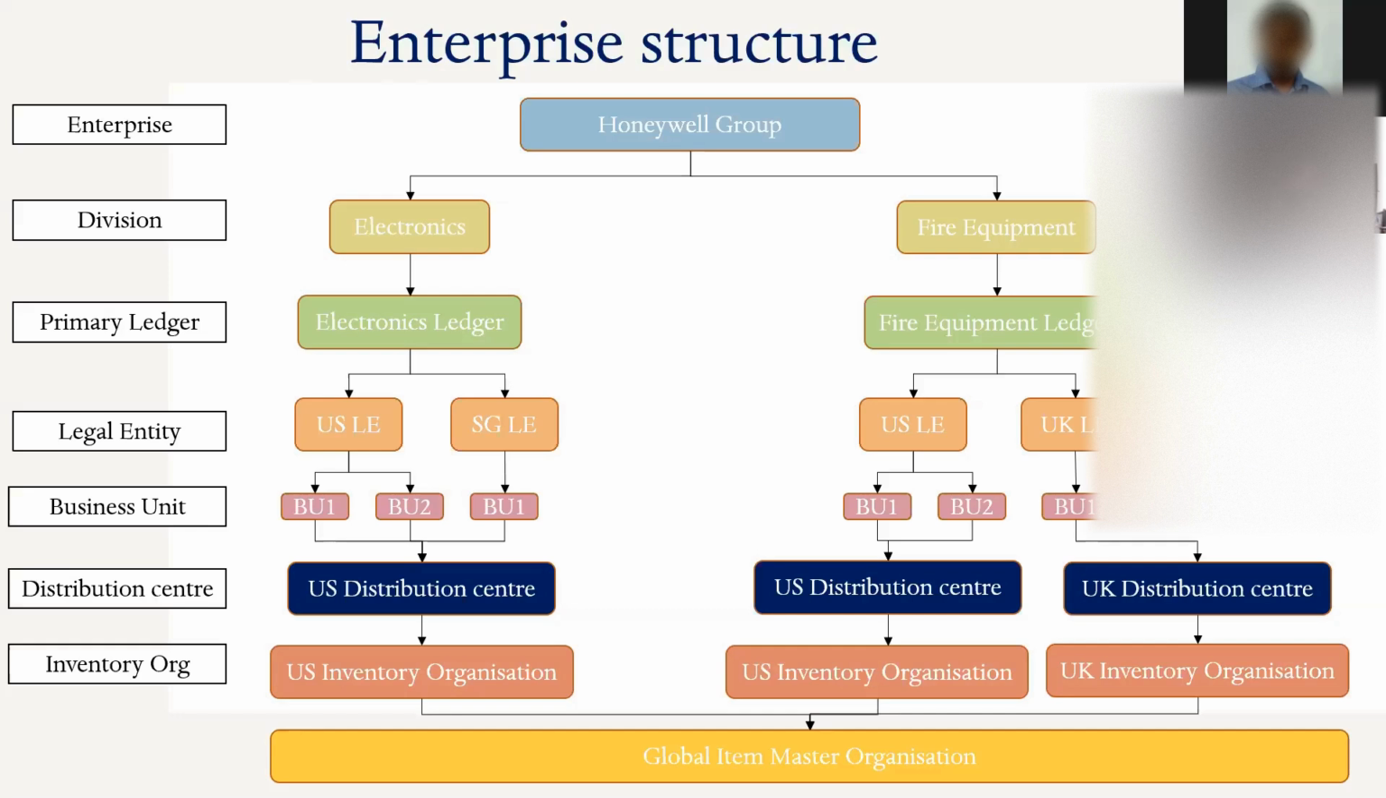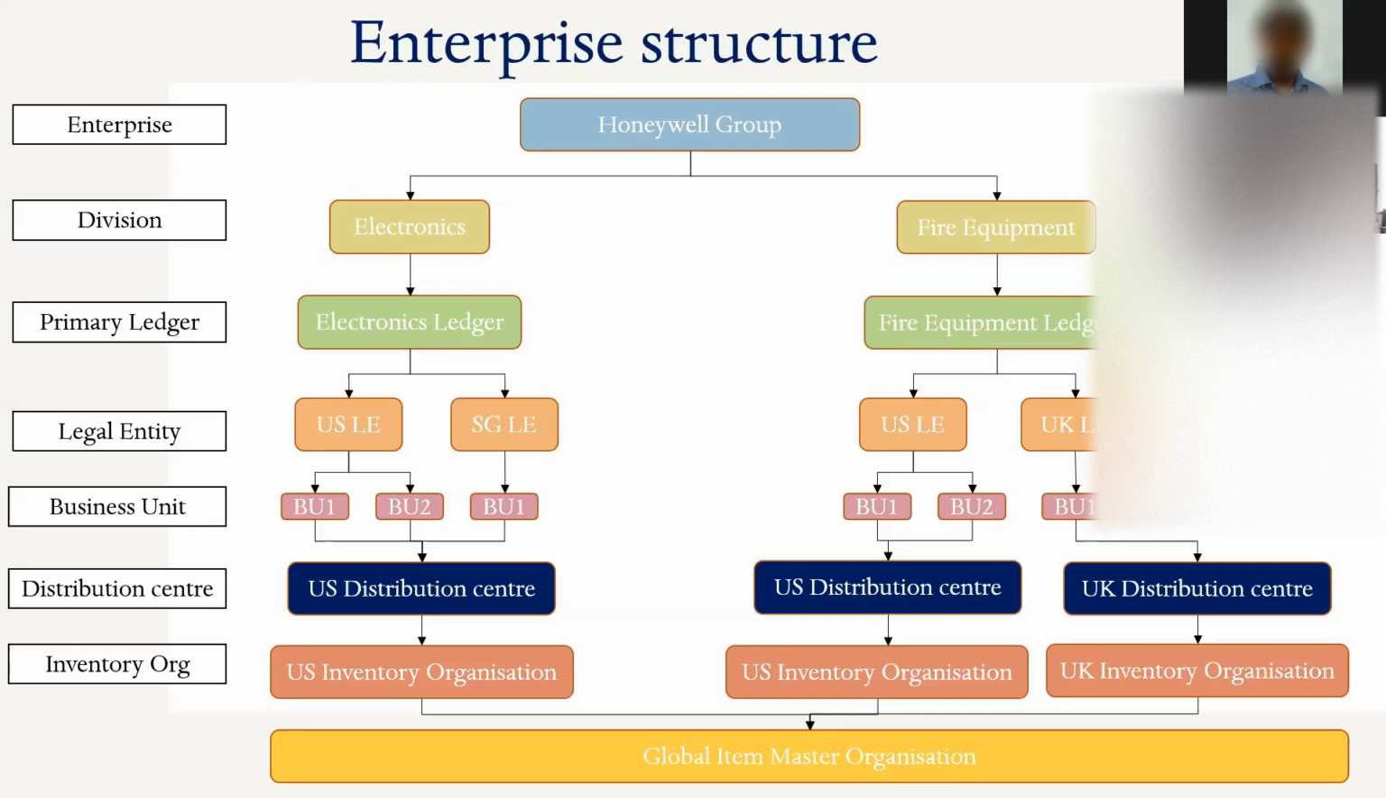So enterprise will always be one. In this case, for example, I have taken the Honeywell case, and we have multiple divisions. Division is optional, but if we want to have it, we can have it. Division is nothing but line of business.